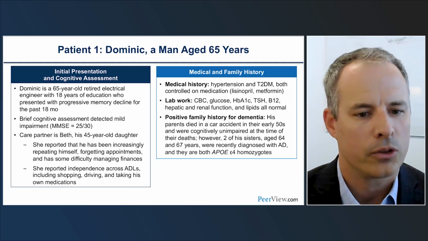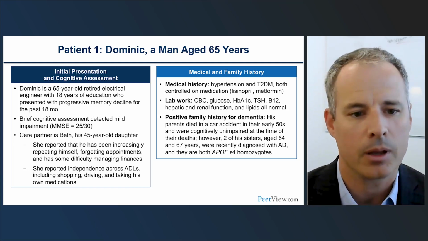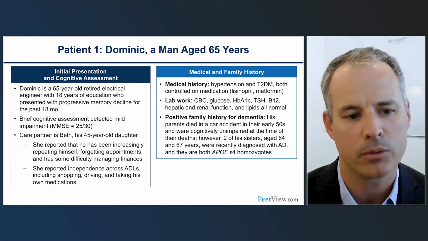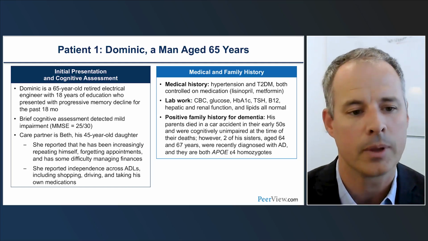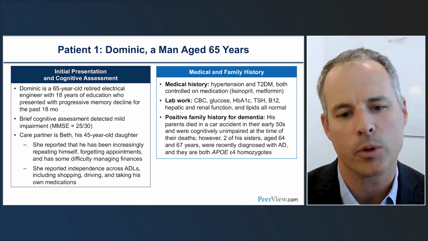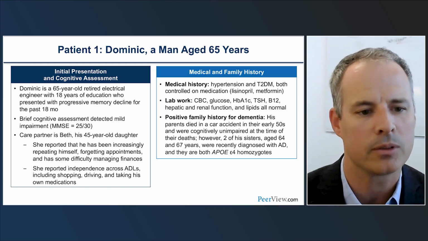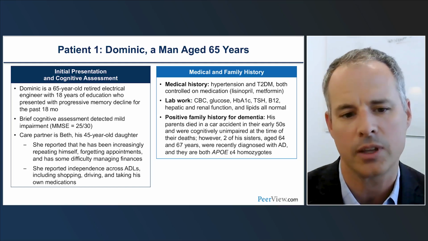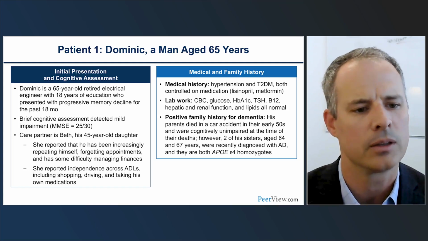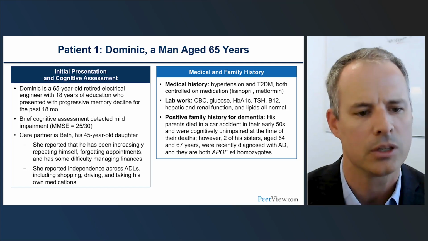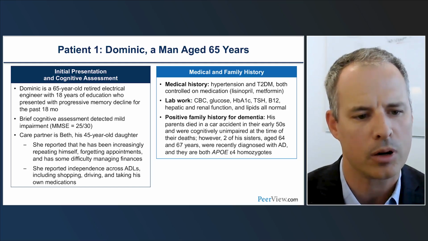He scores a 25 out of 30 on his Mini-Mental Status test, so mildly impaired. His care partner, Beth, who's serving as a collateral source, that's his 45-year-old daughter, reports that he's been repeating himself increasingly, forgetting appointments, and had some difficulty managing his finances. He's otherwise independent across all his activities of daily living, including shopping, driving, and taking his own medications, and lives independently. His medical history is significant for hypertension, type 2 diabetes, both controlled with medication. Lab work is essentially unremarkable.